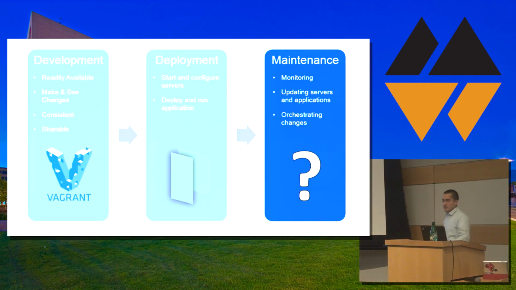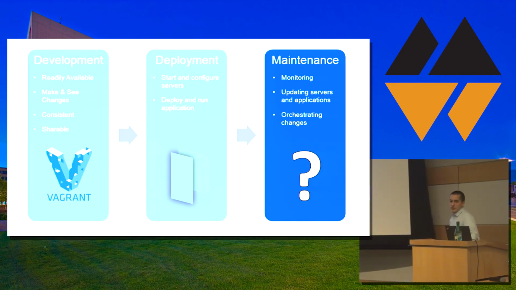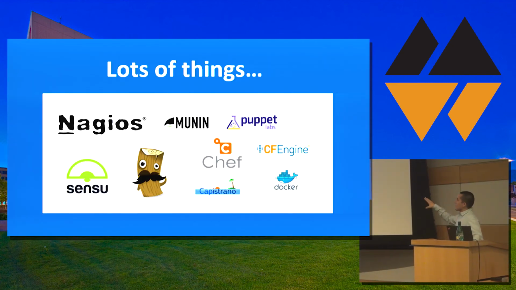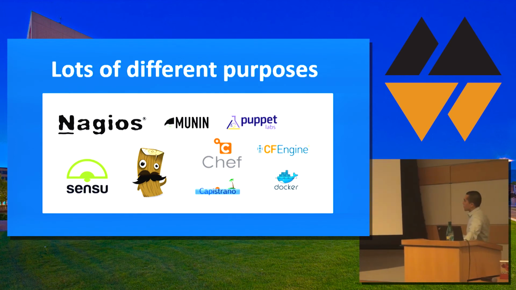Okay, so maintenance. This is where it gets interesting because I get to talk about Serf, which is really fun to talk about. So there's a lot of things in the maintenance category, but the thing is, Logstash has really nothing to do with something like CFEngine. And the reason there's lots of things is they have lots of different purposes. They're solving lots of different problems.